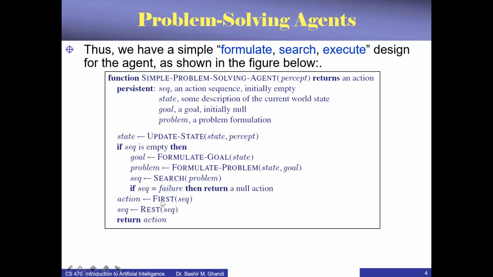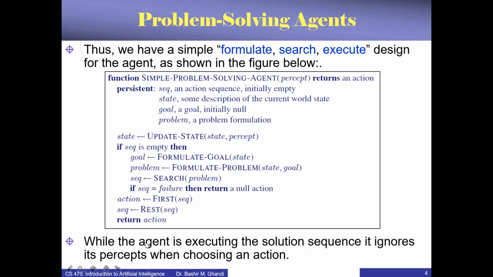You can see here, first sequence will obtain the first sequence from the list. Execute it. And then go ahead and get the next sequence from the rest. And so on. So eventually, all the sequences returned by the search will be executed, and the problem will have been solved, and the agent will have done its job. This is basically the general algorithm for simple problem solving agents.